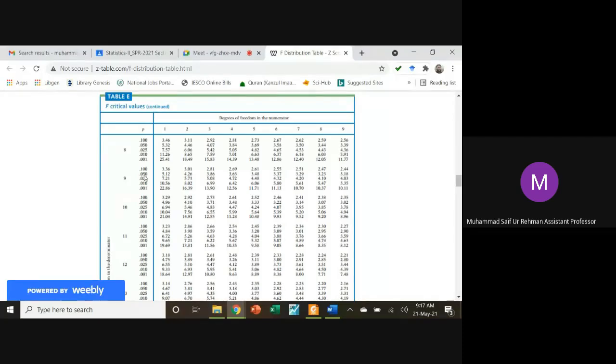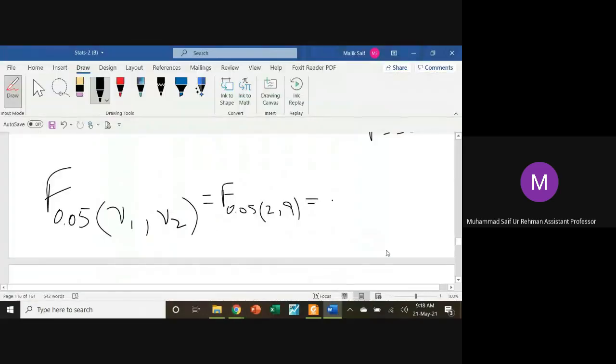So this level of significance. From here you have to move rightward, and you can see that 4.26 is the value, and this is the critical value. So you have to write down this 4.26 over here.